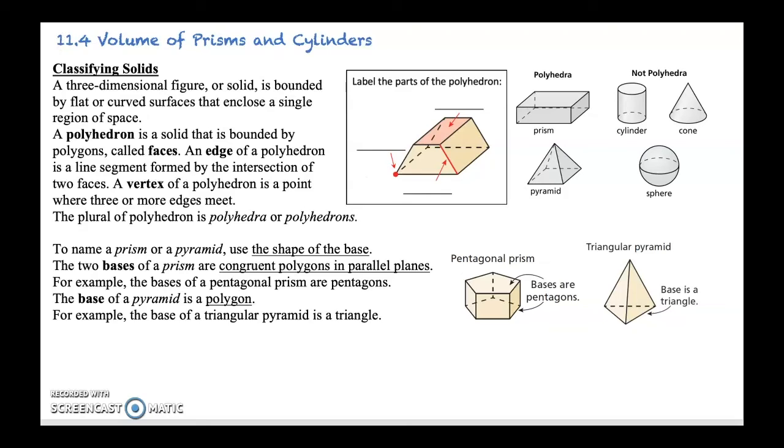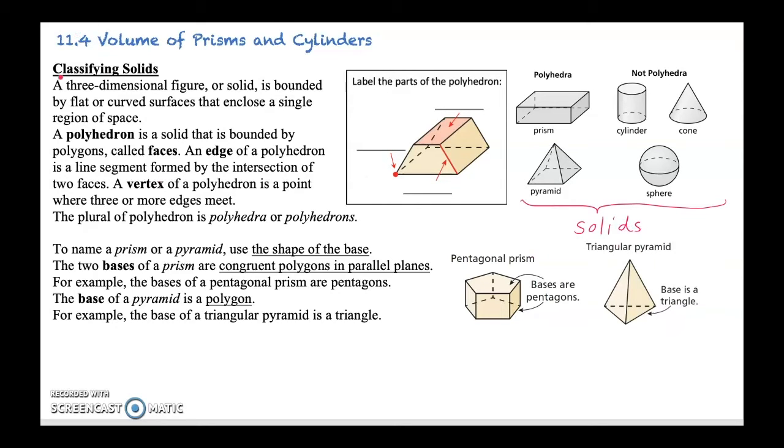Alright everybody, so for our last couple lessons we're in chapter 11 learning about volume. So first one we're going to talk about volumes of prisms and cylinders. First let's talk about classifying solids here. So a solid is basically just a three-dimensional shape. So all of these things here, these would all be solids.